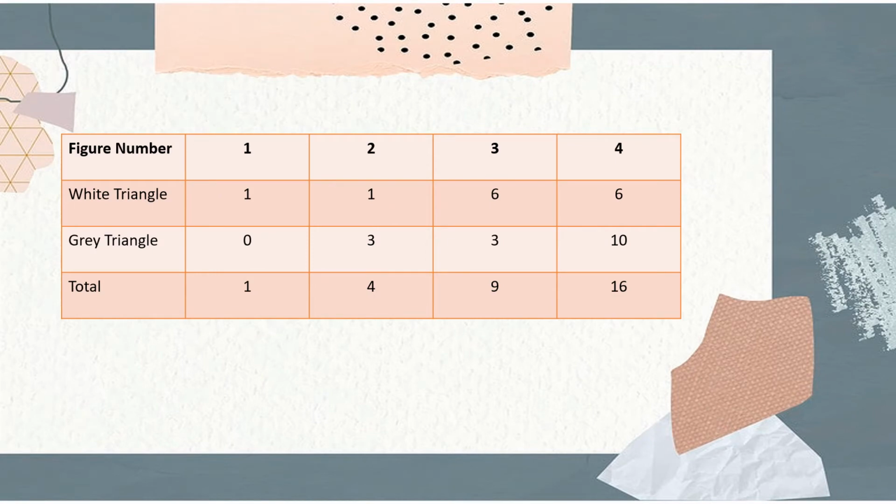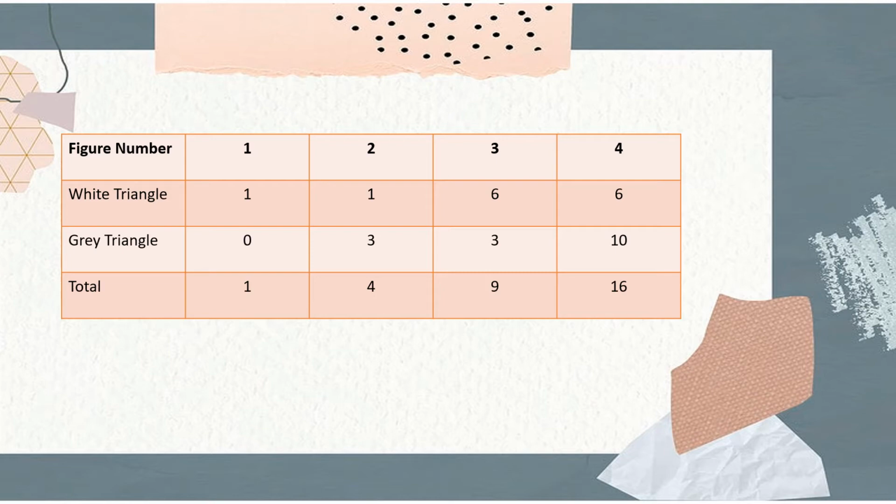Thank you, Sarah. So here is the table that I've already provided, and I filled it with information from the diagrams. Let's take a look one by one. Here we have figure number 1, 2, 3, and 4. We have 1 white triangle and 0 grey triangle at figure number 1, 1 white triangle and 3 grey triangles at figure number 2, 6 white triangles and 3 grey triangles at figure number 3, and 6 white triangles and 10 grey triangles at figure number 4.